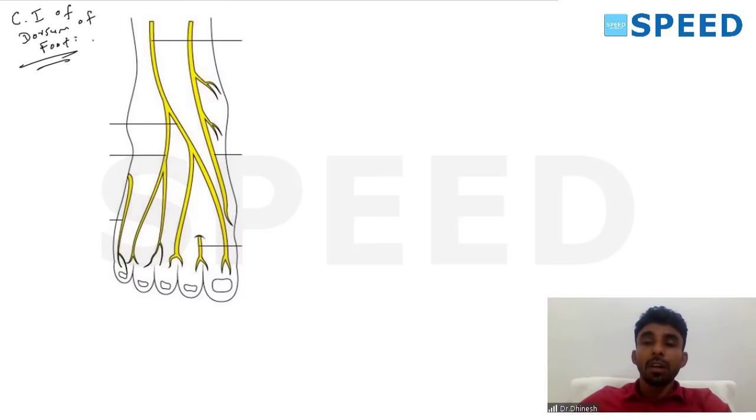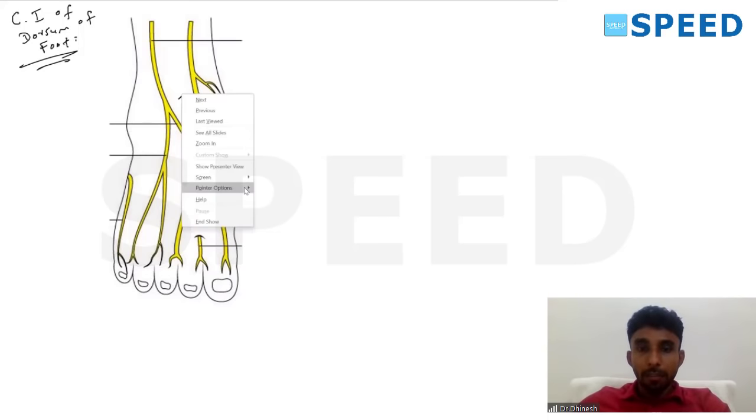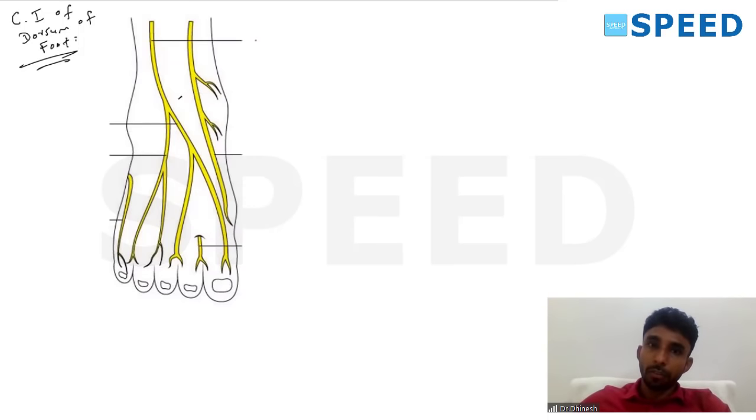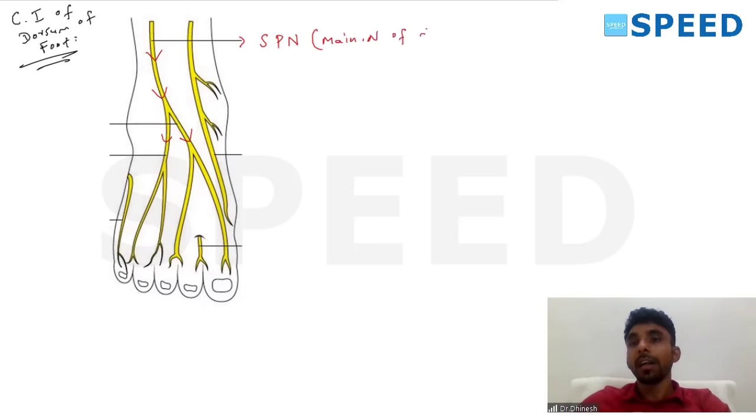The sensory supply of the dorsum of foot is by 4 nerves. The nerve I am marking now is the superficial peroneal nerve. As you see in this diagram, the superficial peroneal nerve will divide into 2 branches, and this is the main nerve of the dorsum of foot. That means the major part of the skin of the dorsum of foot is supplied by the branches of the superficial peroneal nerve, isn't it?